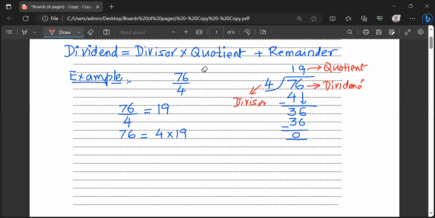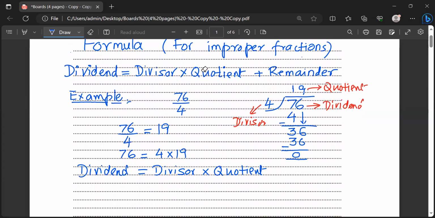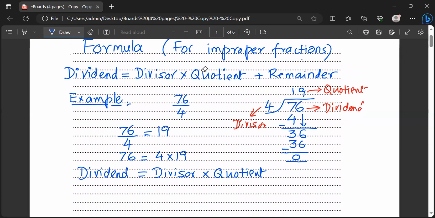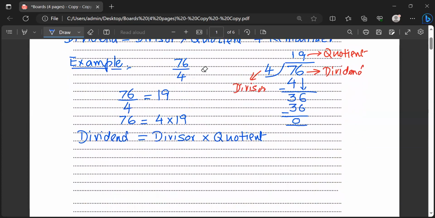I can write from here that 76, which is the dividend, is equal to divisor multiplied by the quotient. Okay, but in the formula, we have plus remainder. To understand why plus remainder is there, let us solve another example.